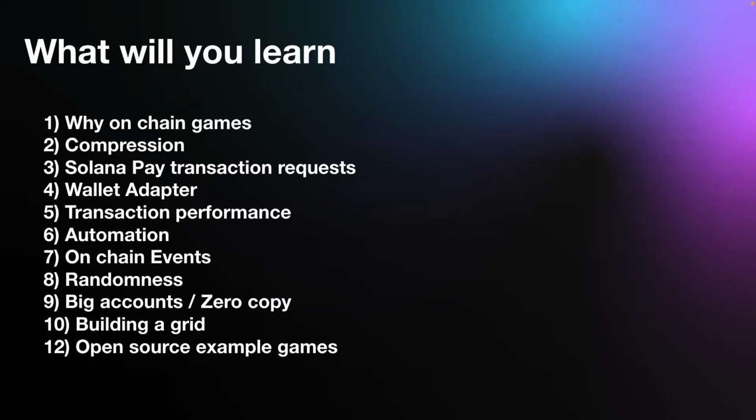Then I'm going to talk about on-chain events, because it's very important for games how you can have certain events and then show them in the game. Then something about randomness, because many people want to build gambling games, so I want to make a session on it, especially on the security of it. Then big accounts and zero copy. Then I'm going to show you how to build a grid, and if we still have time, we're going to look at some open source example games and maybe play a few of them. But we need to go quick.